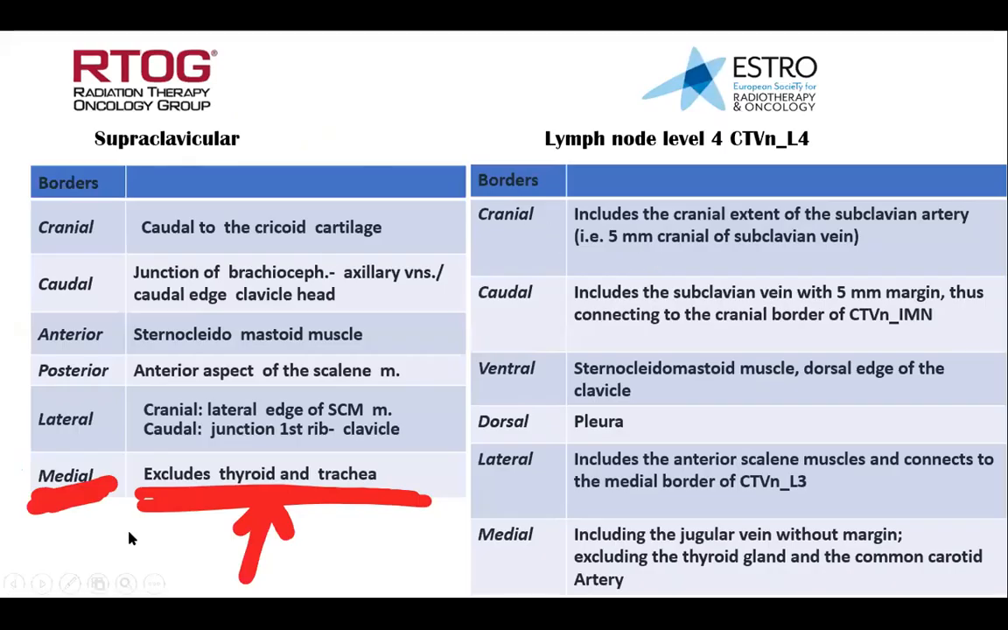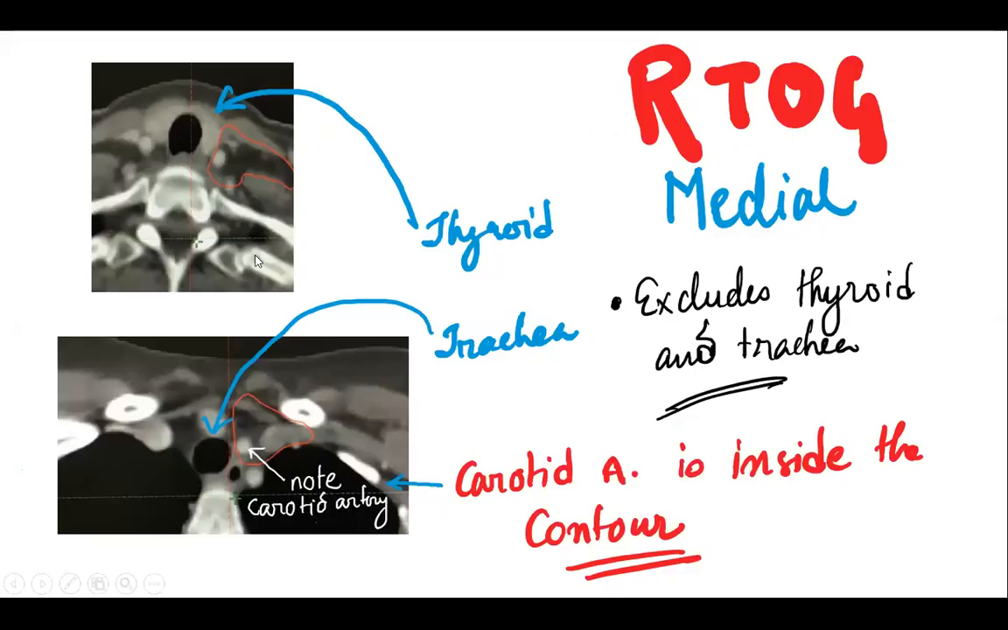So moving on with the medial border of RTOG, in the medial border we will exclude the thyroid gland as well as the trachea. So here we can see this is the thyroid gland. We will exclude the thyroid gland and continue with our contouring of RTOG, and cranially and caudally we will just exclude the trachea and do our contouring. The most important and the main difference is that here we will include this carotid artery in our contour of the RTOG supraclav. Here we are just excluding the thyroid and trachea, but we will include the carotid artery.